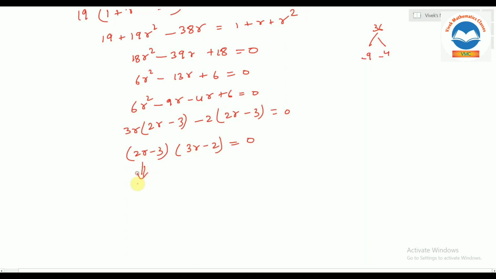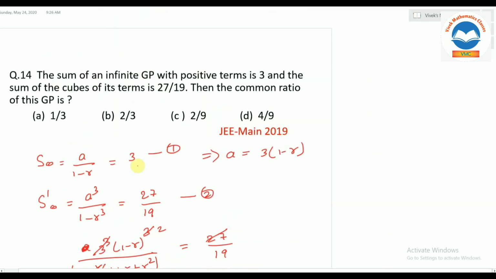From here what will be your r value? r will be 3 by 2. And from here what will be your r value? r will be 2 by 3. r equal to 3 by 2 is not possible because this is an infinite GP. So the r value we are getting is 2 by 3. That is the B part.